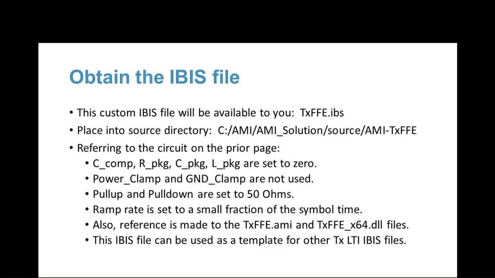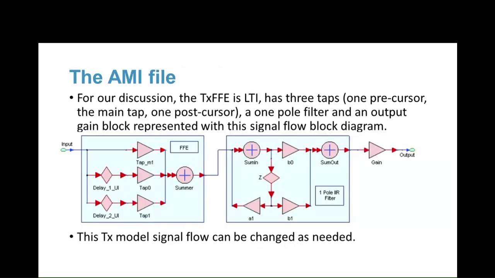This transmitter is linear and time invariant, but the transmit IBIS buffer is the same whether it's linear and time invariant or not. So the AMI file is, for our discussions, the transmit FFE, which is linear and time invariant and has 3 taps, 1 precursor, the main tap, and 1 postcursor, 1 pole filter, and an output gain block as represented by the signal flow block diagram. Of course, this TX model signal flow can be changed as needed.